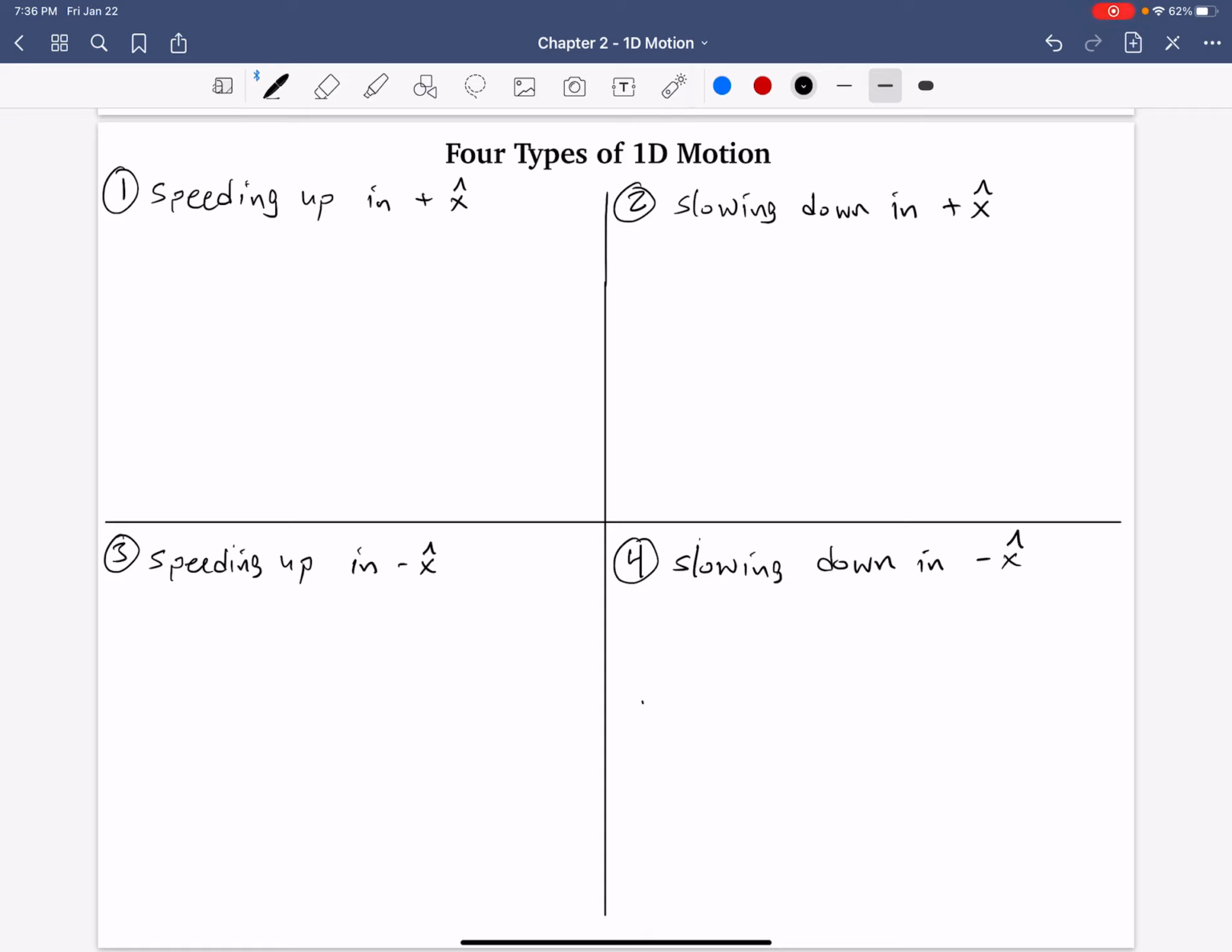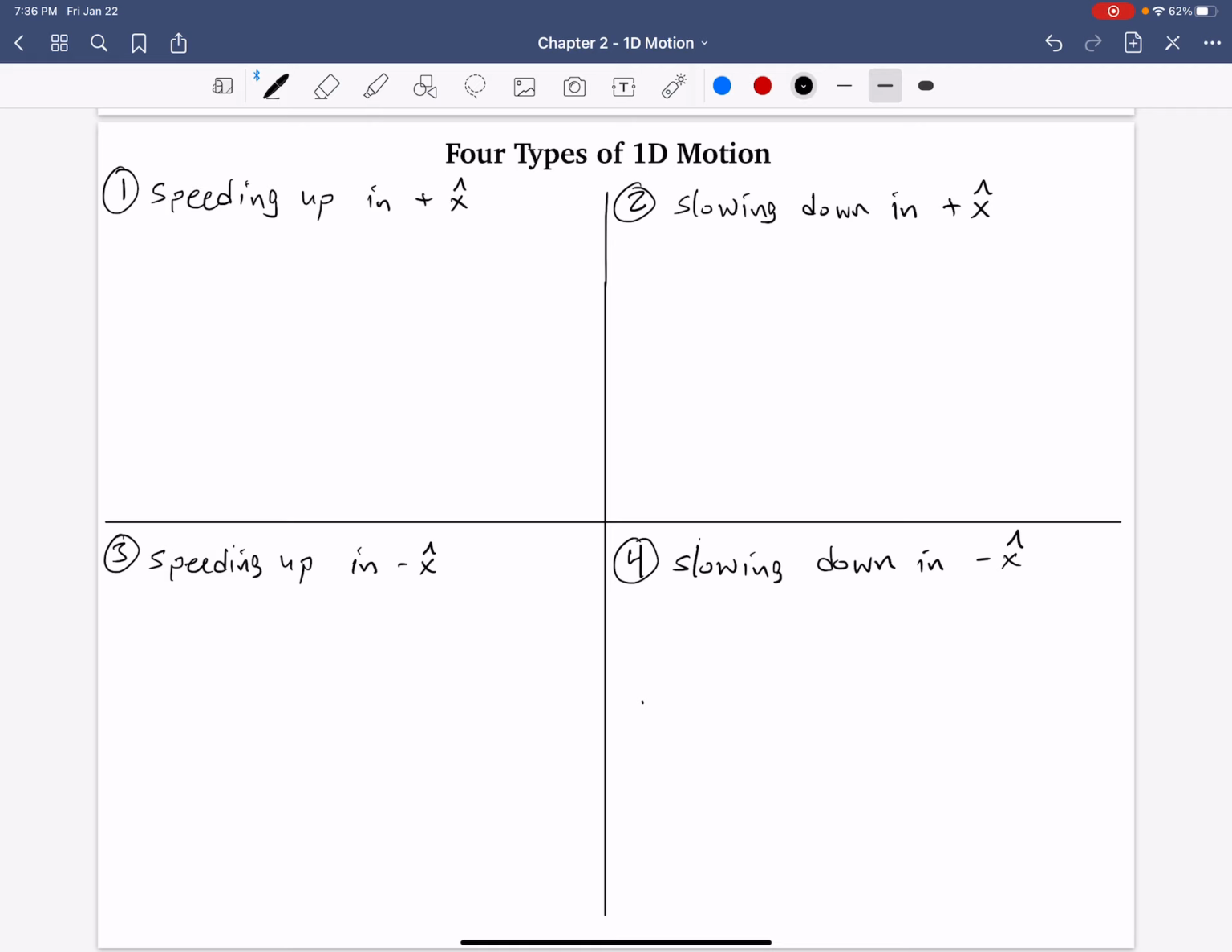Hey everyone, in this video I'm going to be discussing the four combinations of motion in relation to the plus and minus x directions. We'll also be looking at their position, velocity, and acceleration versus time graphs. So what I've done here is I've split up the screen into four types.